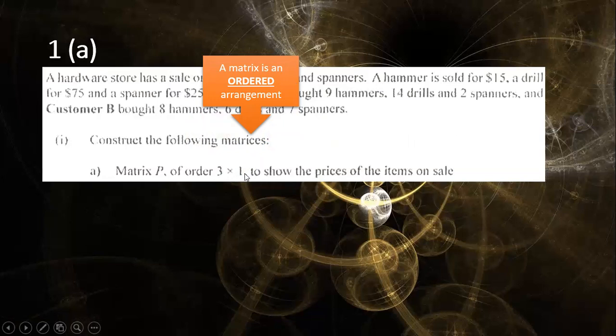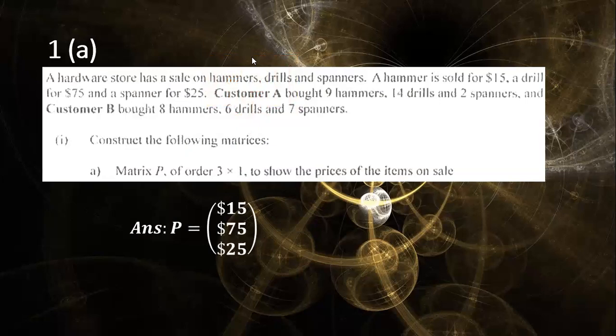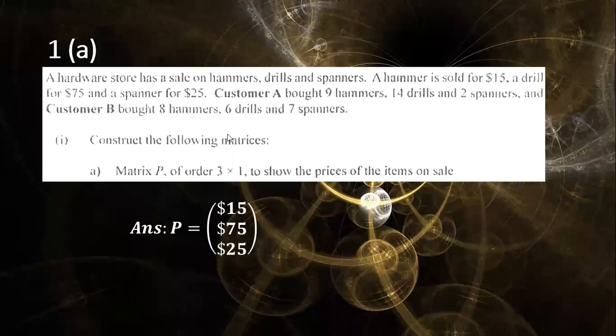So I'm seeing a 3 by 1 matrix, which means 3 rows and 1 column. To get the prices, we will have to put the prices of each tool in that particular order. So the first will be a hammer, $15. The second will be a drill, $75. And the third will be a spanner, $25. So your matrix should look like this. Any questions there? Okay, awesome. So the matrix P is equal to $15, $75, and $25.